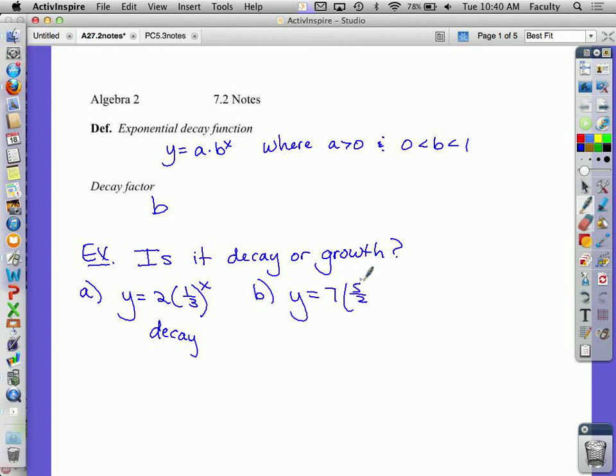Good job. Yeah, I had a 50-50 shot on that one. Okay, how about this one? Because it's growth. Now, what some students do is they say, oh, it's a fraction. It's a fraction. But it's not. It has to be between 0 and 1. This is 2.5, right? So it's growth.